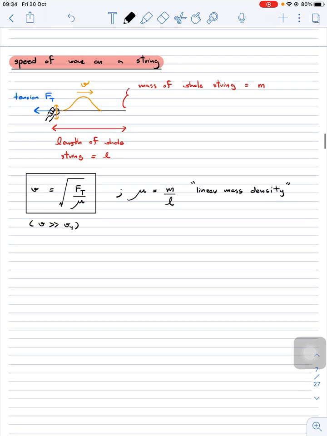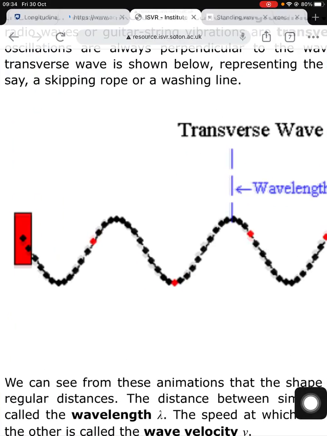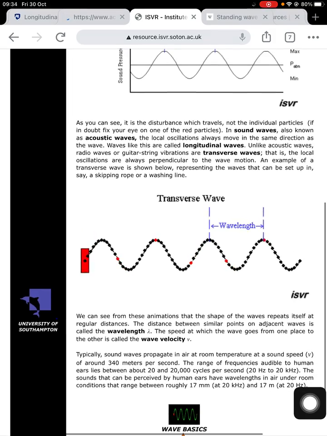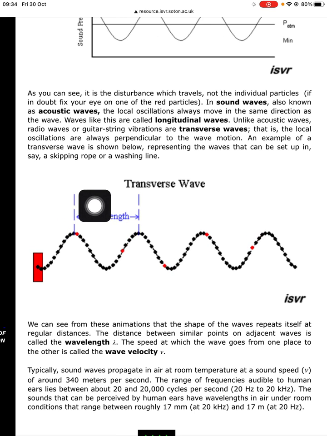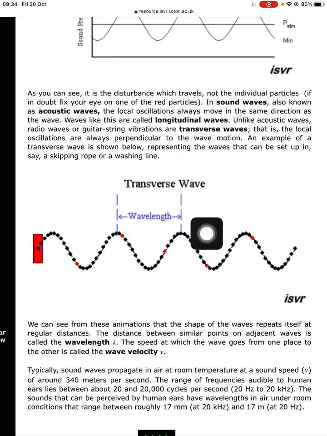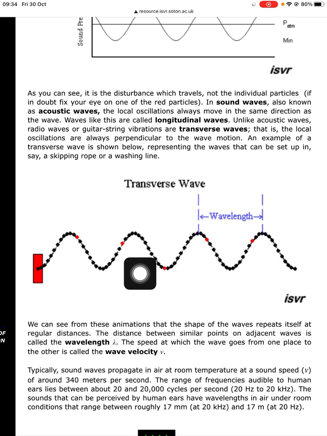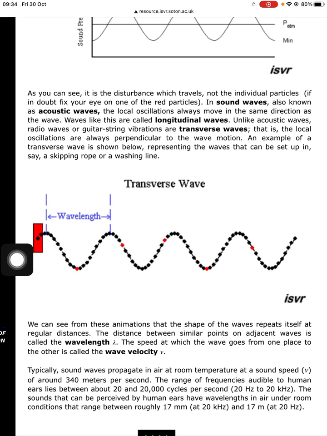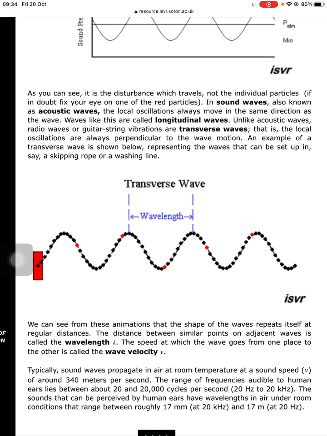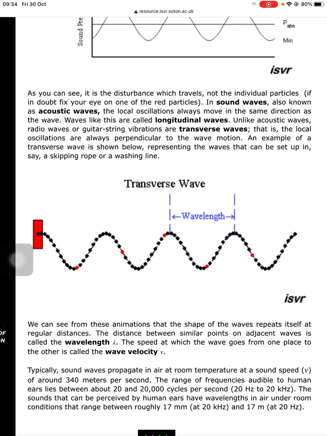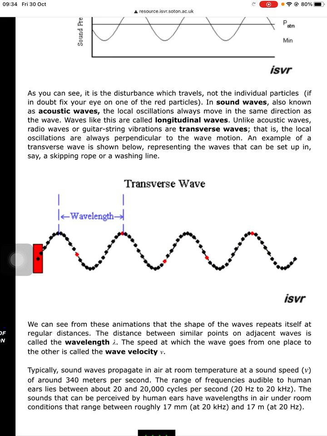The other details that we need to talk about. If we look at this simulation again, you can see that the wave will travel to the right hand side, but the elements of the particle on the string are just oscillating up and down. So the question is, which type of physical quantity does the wave carry as it propagates or travels?